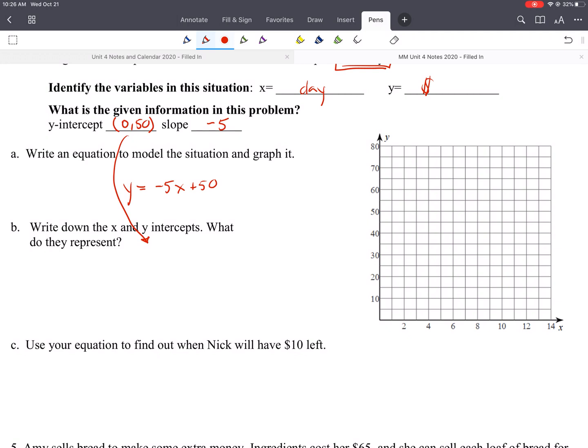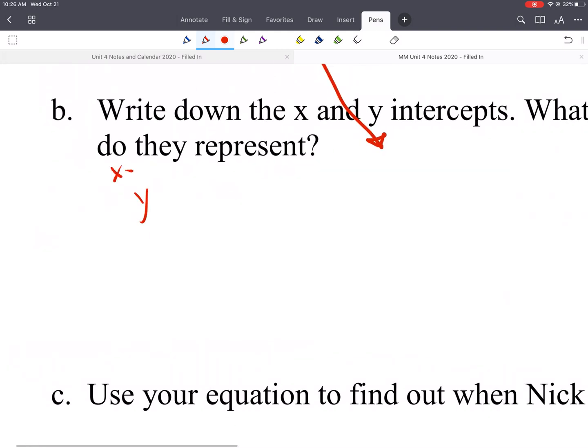Okay, and then we'd want to find the x-intercept. Okay, that's when y is 0. So x-intercept, y is 0. Okay, so we'd get 0 is equal to negative 5x plus 50. We'd subtract 50 from both sides.